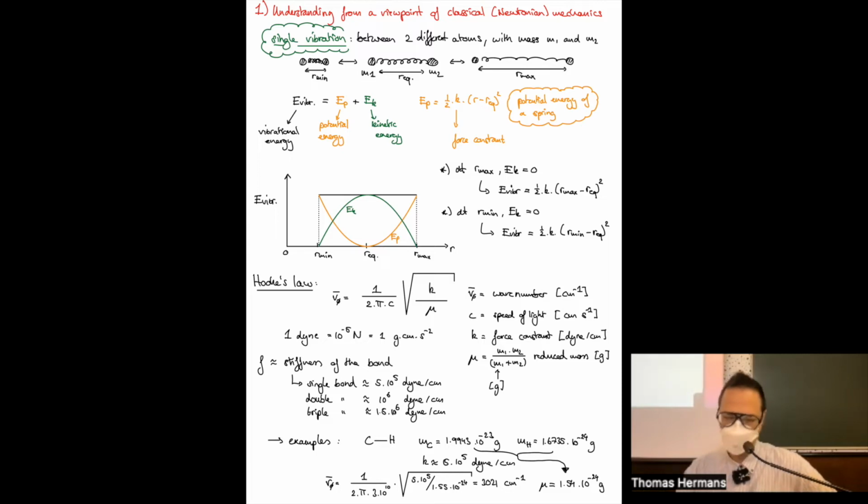Okay, sorry about that. So the double bond is roughly 2 times that, so 10 to the 6th dyne per centimeter. And the triple bond, 1.5 times 10 to the 6th, so 3 times as strong. Okay, so let's look at an example.